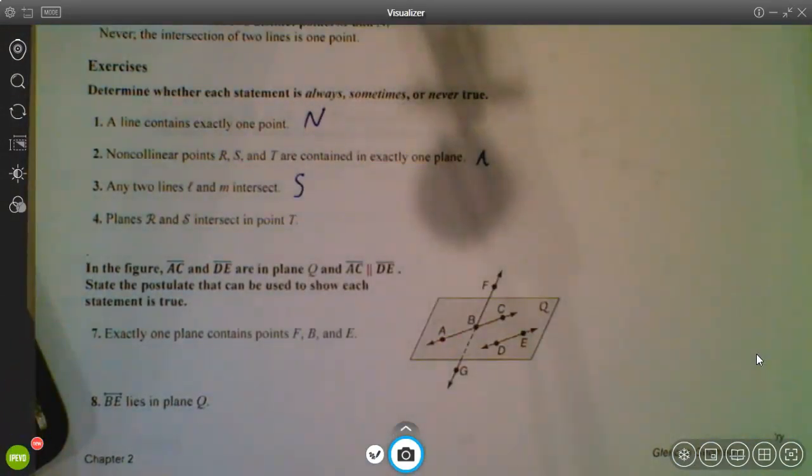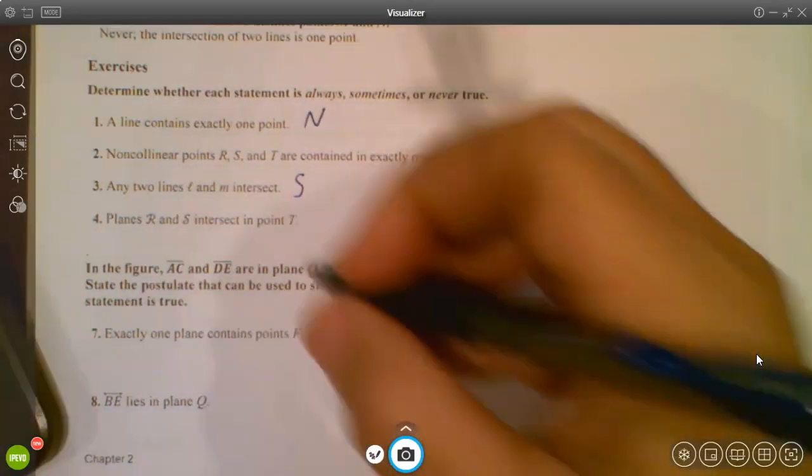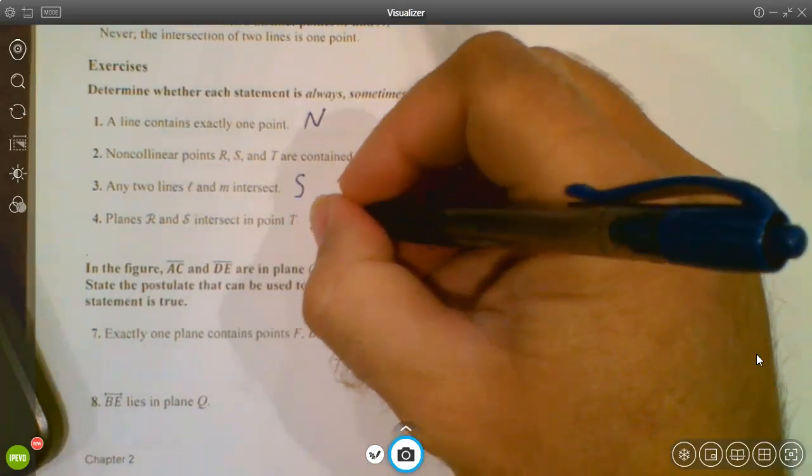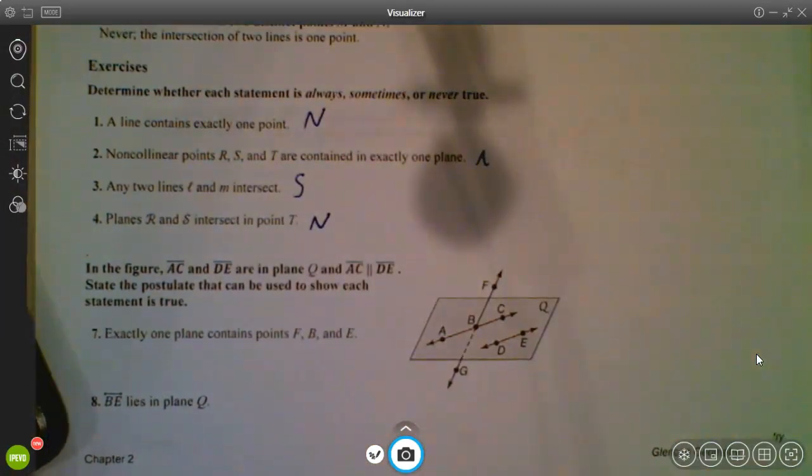All right, and last one down here. So we've got 2 planes, plane R and plane S. They intersect in point T. So what do we think about that one? Never true. That's not something that's ever true, because the very last postulate that we talked about, 2.7, said that when two planes intersect, their intersection is a line, not a point. So that's something that would never be true. So we'll see a few of those in our homework today.